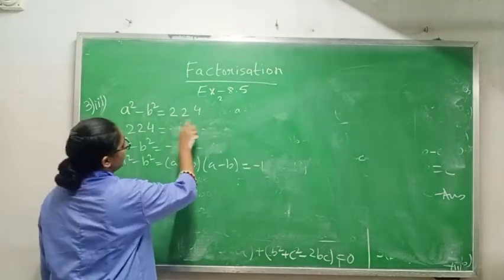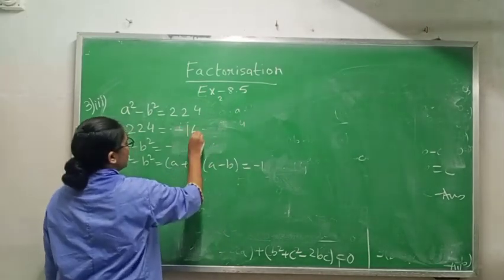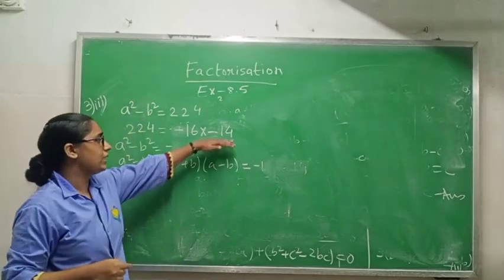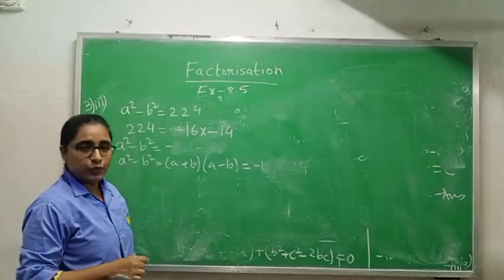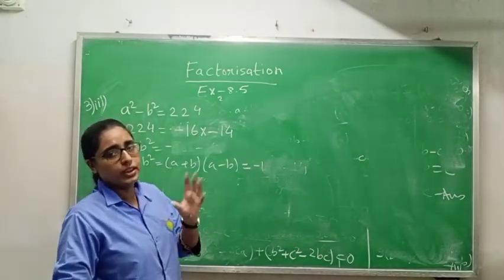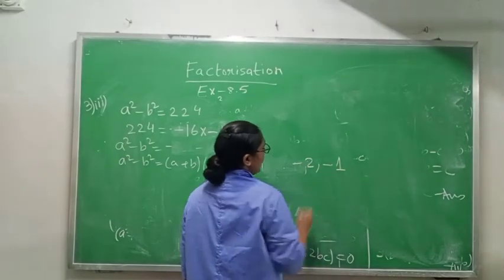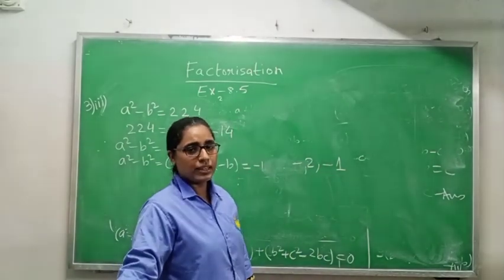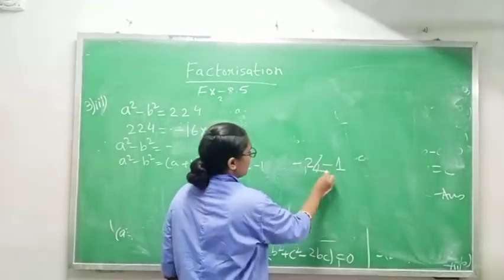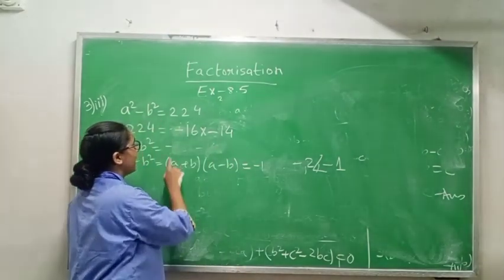If I take the factors of 224, then I can get minus 16 into minus 14. Now tell me which one is greater, minus 14 or minus 16? Of course minus 14, because we know that if it is a negative number, the smaller number will be greater. Meaning minus 2 is greater or minus 1? Which one is greater between minus 2 and minus 1? Of course minus 1 is greater than minus 2. Same, minus 14 is greater than minus 16.